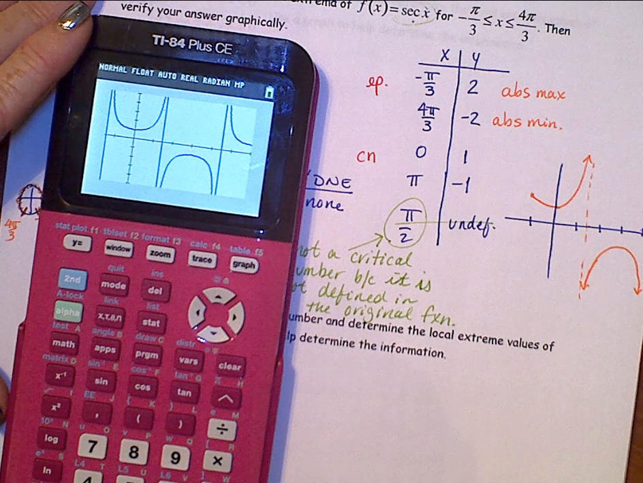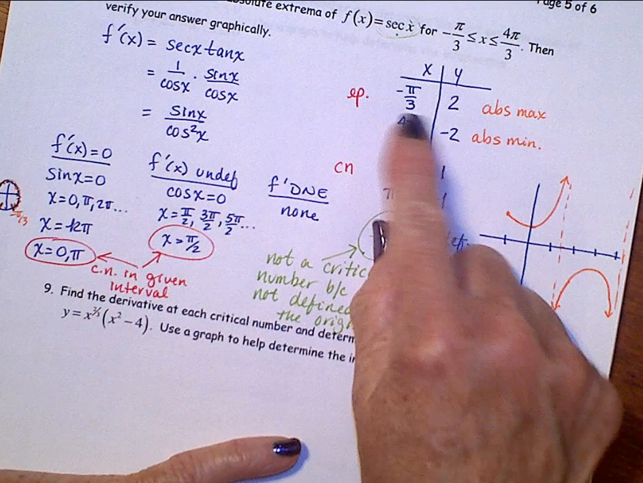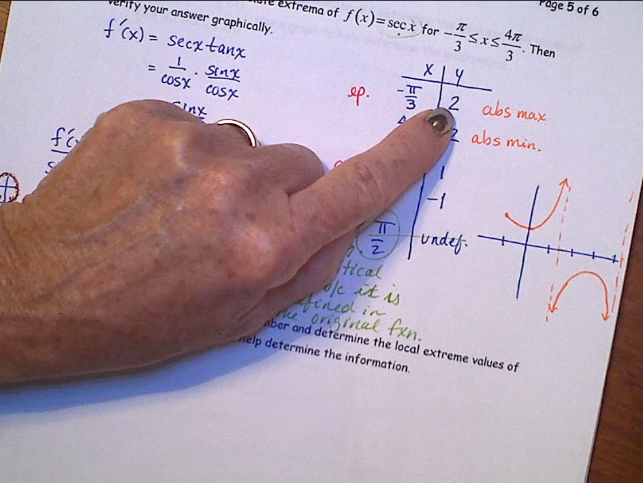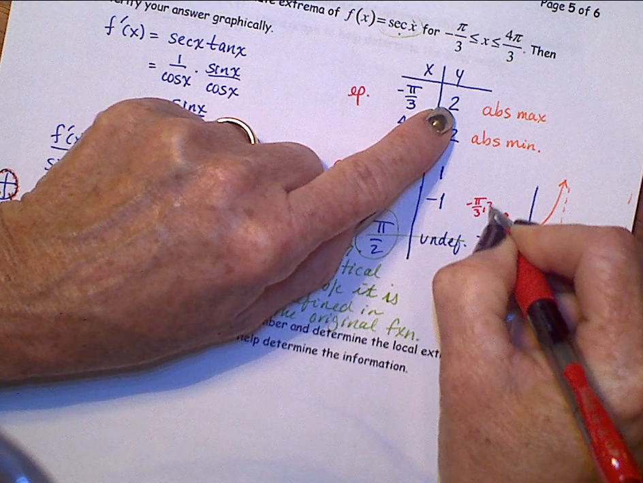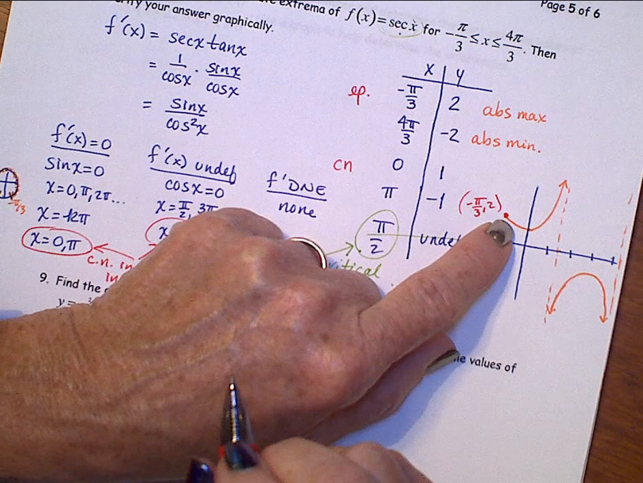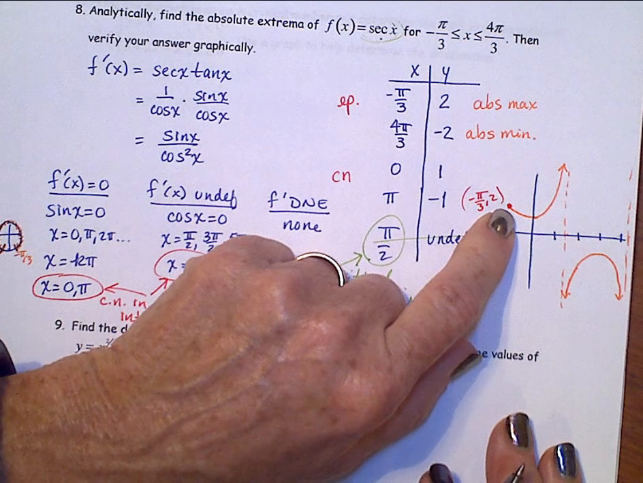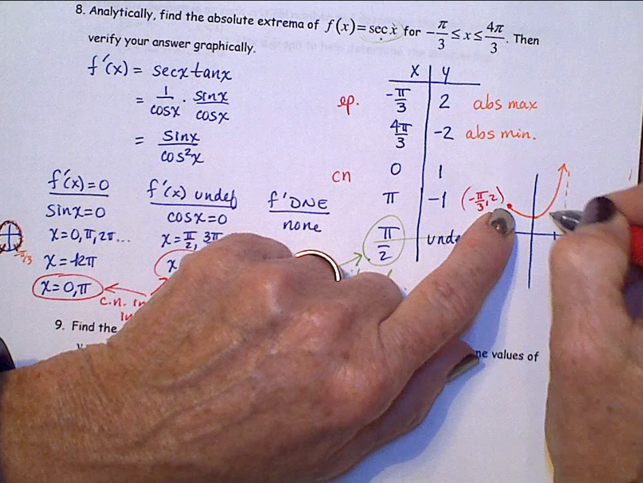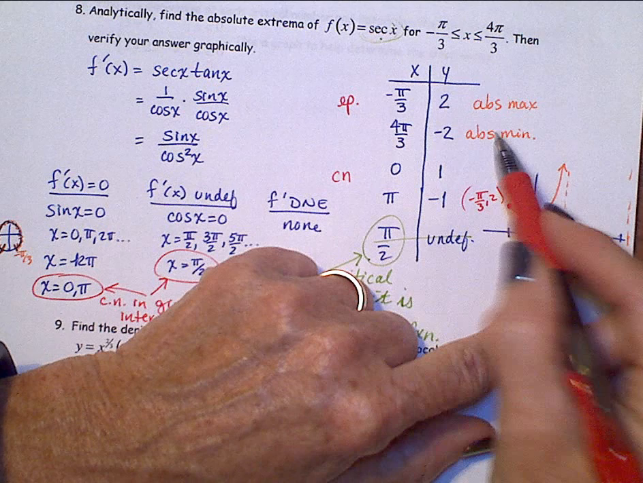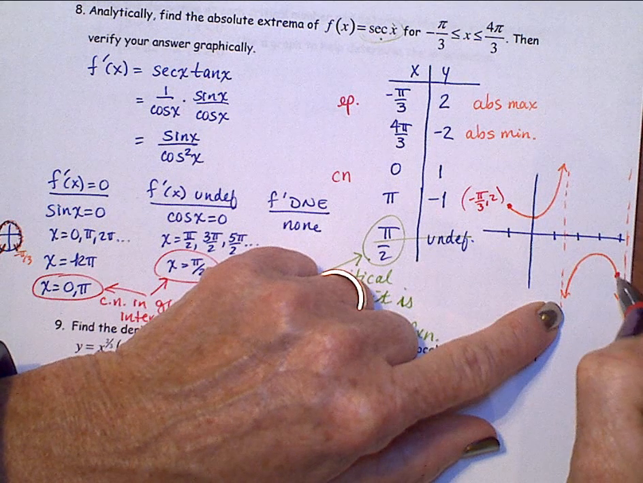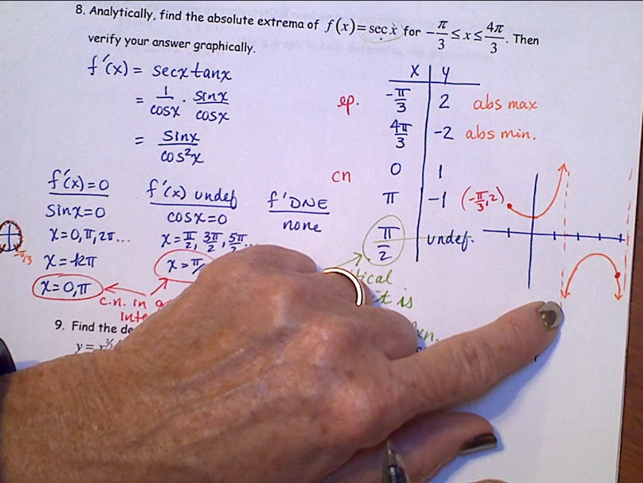Okay, so now let's talk. This said at negative pi over 3, the 2 was an absolute maximum. That point right there, negative pi over 3 comma 2, as an absolute maximum. Is that an absolute max? No, it's not. It's a relative, but it's not an absolute because this piece keeps going up over here. Likewise, this one said at 4 pi over 3, right down here, we were going to have an absolute minimum. That is not the absolute minimum value. These answers are wrong.